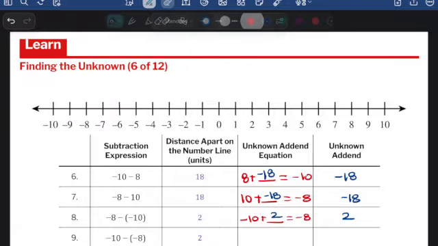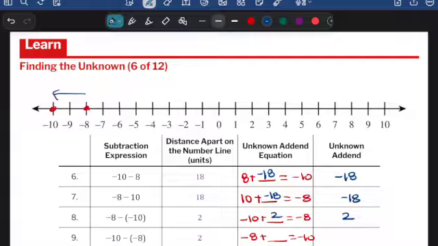Okay, and our last one, we have negative 10 and negative 8 again. So the distance between those two on the number line is still 2 units. But our unknown addend equation will look different. Our second number is negative 8. What do we add to negative 8 to get to negative 10? This time, I have to go to the left. So if I'm moving to the left, I know my addend needs to be negative. So my unknown addend would be negative 2.